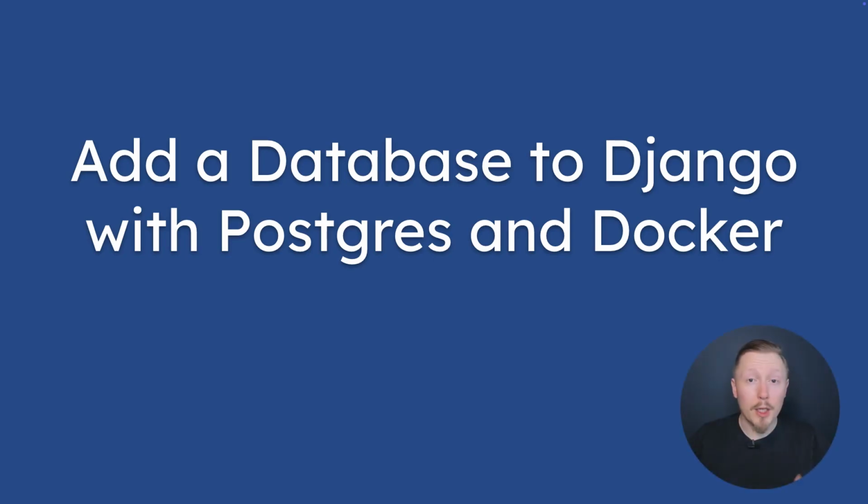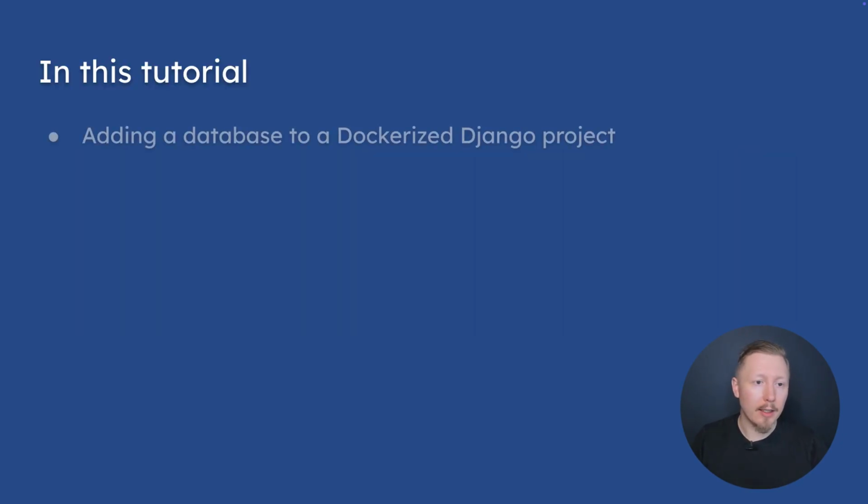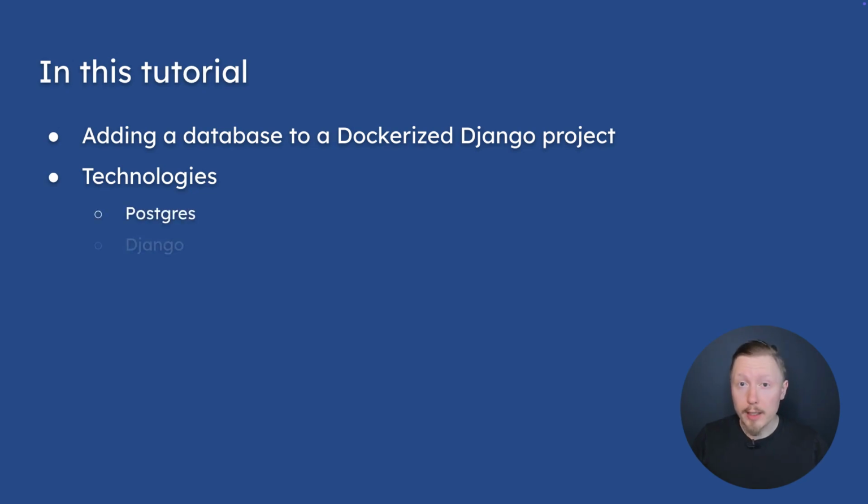In this tutorial, I'm going to show you how to add a database to an already Dockerized Django project. So what we're going to be doing in this guide is I'm going to show you how to add a Postgres database to an existing Django project that's already set up and configured using Docker Compose. The technologies that we're going to be using are Postgres, Django, and Docker Compose.